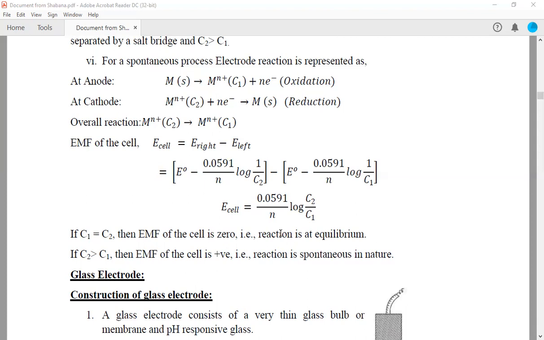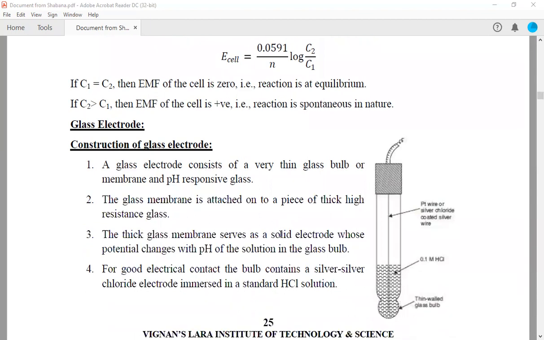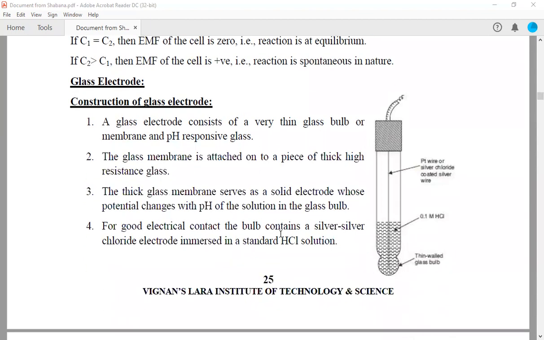Next, coming to the next topic, that is the glass electrode. What is a glass electrode, what is the construction of the glass electrode, and the working of the glass electrode? We will study now. Coming to the construction, what is the use of the glass electrode?